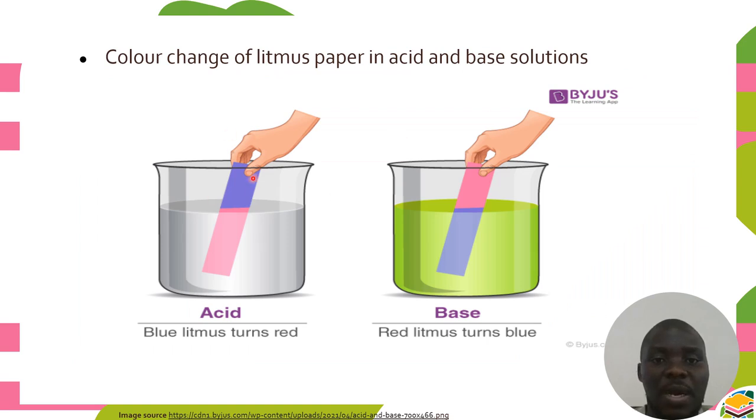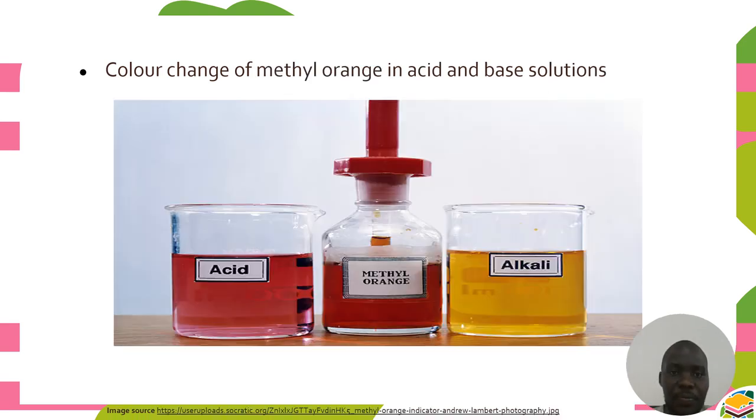So here we have the colors. For example, color change of litmus paper. You can see this is a litmus paper, and here it's a blue litmus paper. But after you have dipped it in an acid, it is changing to red color. Well, this one, it's a red litmus paper. After you dip it in a base, you see it is changing to blue color.